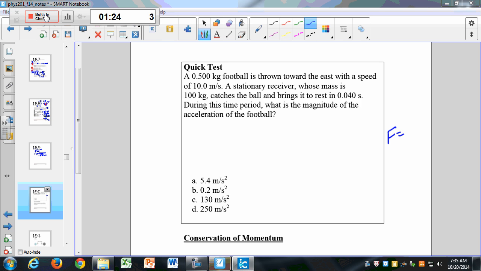Remember here we're looking at our force is dp dt, or the change in momentum over the change in time. Or as I said, there are a couple of different ways to work through this. We'll look at it first in terms of that.